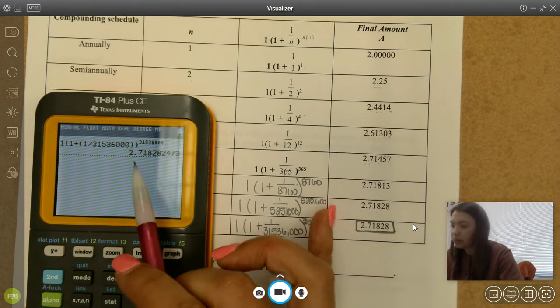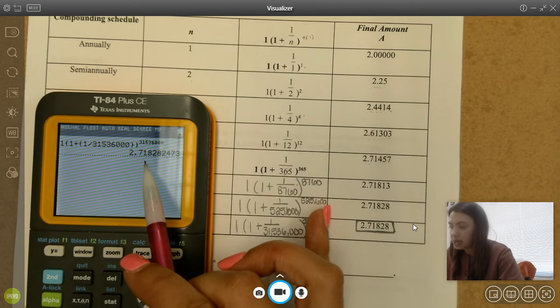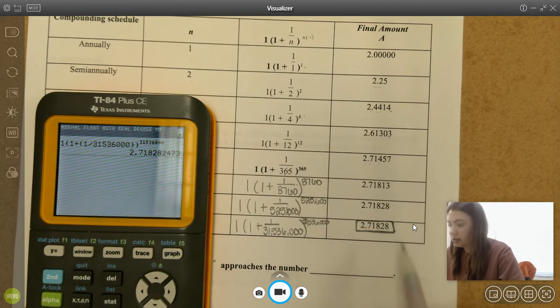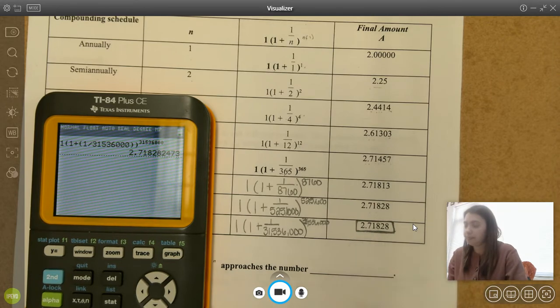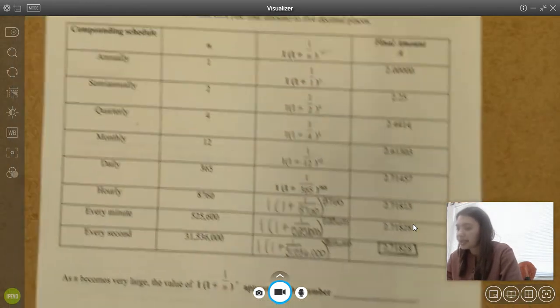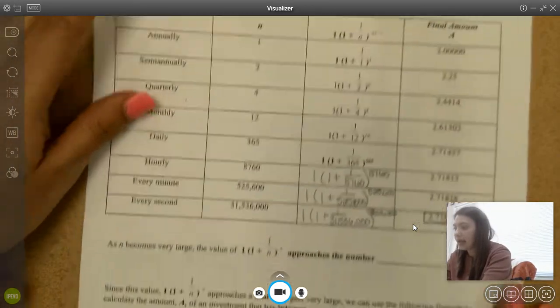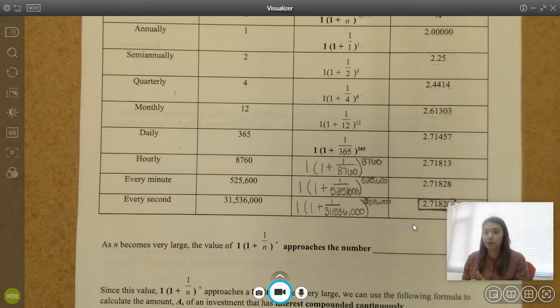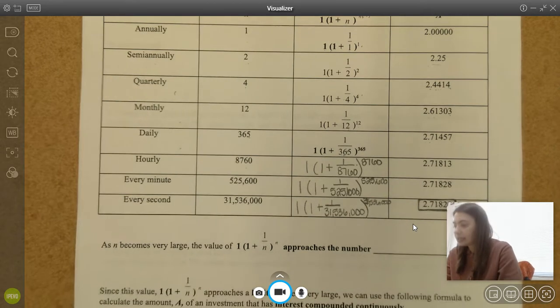Now, if we look right here, we do get 2.718282473. So then we would just round right there, okay? So this n value, as we can see, in terms of time, nothing really happens more frequently or as continuously as something that happens every second.